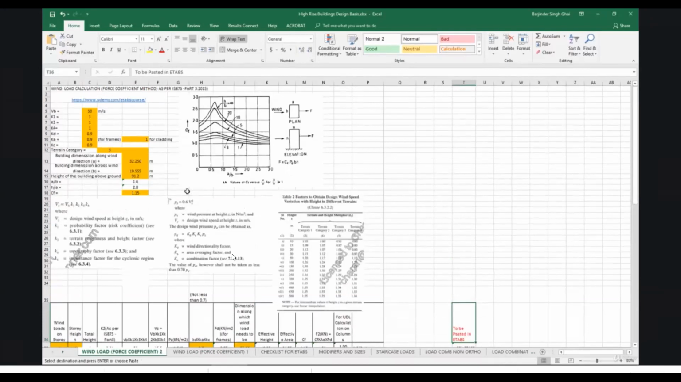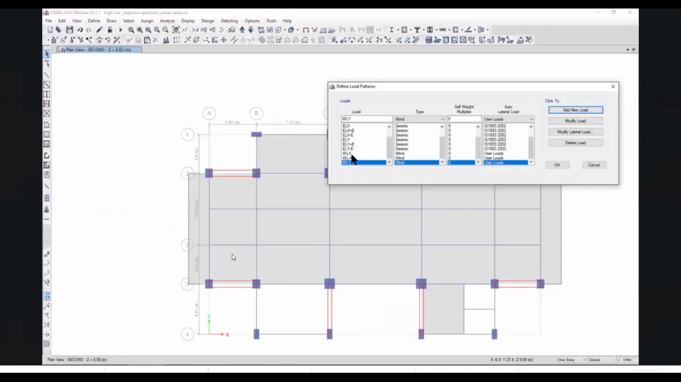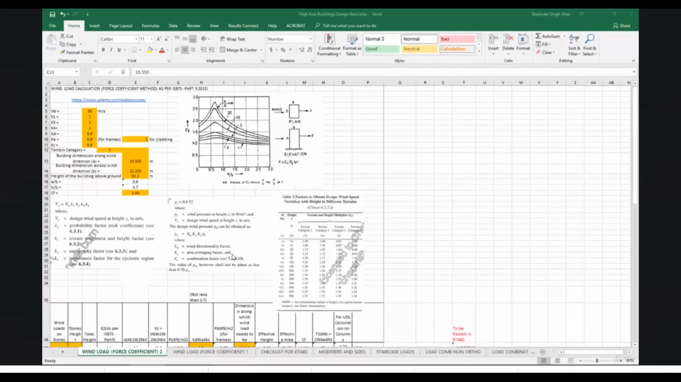So if you want to check or if you want to calculate all the loads again, that can be very easily calculated. In the similar manner, as we have calculated wind load along plus X and minus X, similarly we will calculate the wind load along plus Y and minus Y direction. If we see the Excel file here, all the values are same. The only difference is that now this B is 32.25 meter and this A is 19.55. So that value we have entered here.